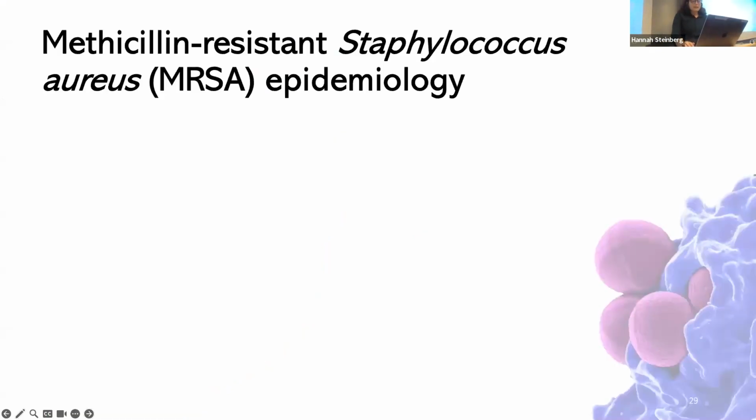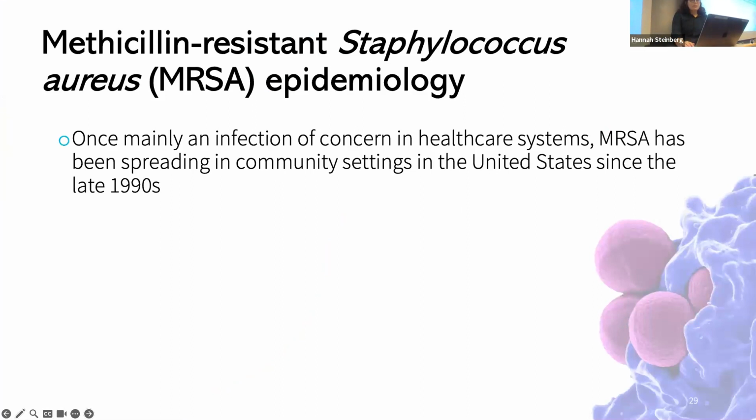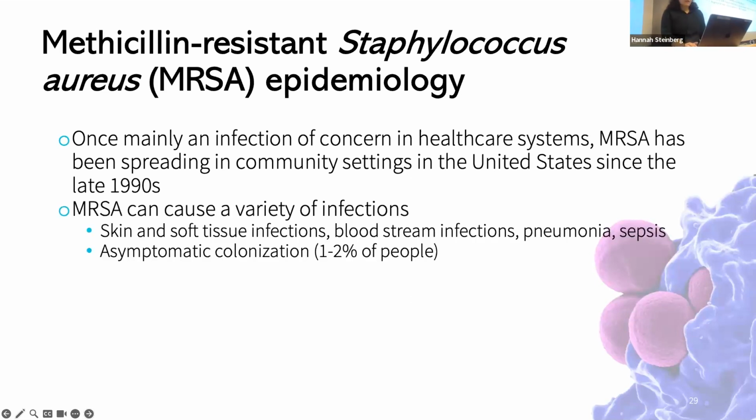So what we'll be studying is community-associated methicillin-resistant Staphylococcus aureus, which is referred to as MRSA, which was once mainly an infection of concern in healthcare systems in the United States, but since the late 1990s, it's been spreading into community settings in the US and around the world. It can cause a variety of infections, such as skin and soft tissue infections, which is the most common in the community, but can also cause more severe infections, such as bloodstream infections, pneumonia, and sepsis. It is estimated that 10,000 deaths a year in the United States are caused by MRSA infections.